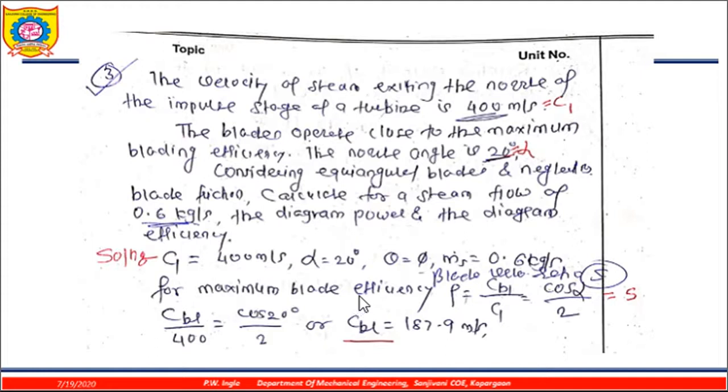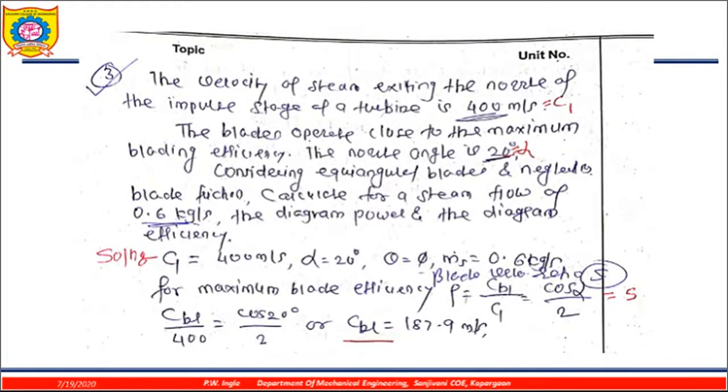Now we know that for maximum blade efficiency, the blade velocity ratio, that is S, equal to CBL by C1. So CBL by C1 is nothing but cos alpha by 2. Therefore CBL upon C1, where C1 is 400 and alpha angle is given, cos 20 degree by 2, so you are getting CBL as 187.9.